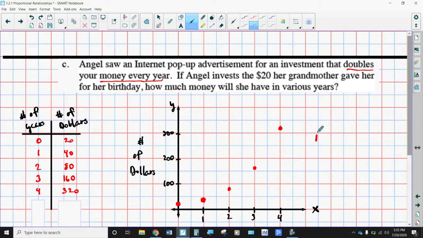This is not an example of a proportional relationship because it's neither starting at or passing through 0, 0, nor is it growing at a constant rate. It's growing at an exponential rate. So you get this curve for your graph instead of a straight line. So this is not proportional either, okay?